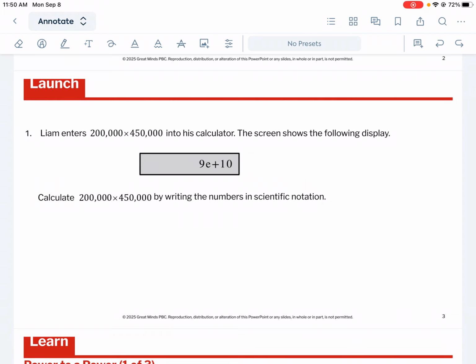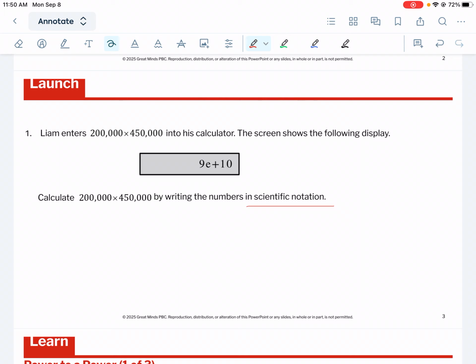I'm just going to read this off. This is number 1 in our lesson. Liam enters 200,000 times 450,000 into his calculator. The screen shows the following display. It gives 9e plus 10. The instructions say to calculate 200,000 times 450,000 by writing the numbers in scientific notation. Underline that. In scientific notation.